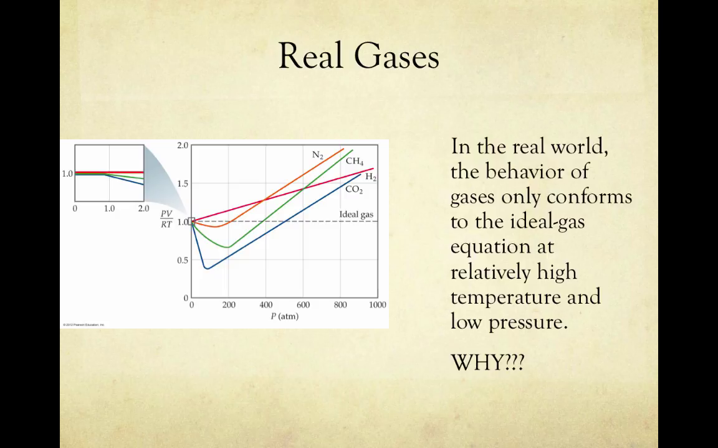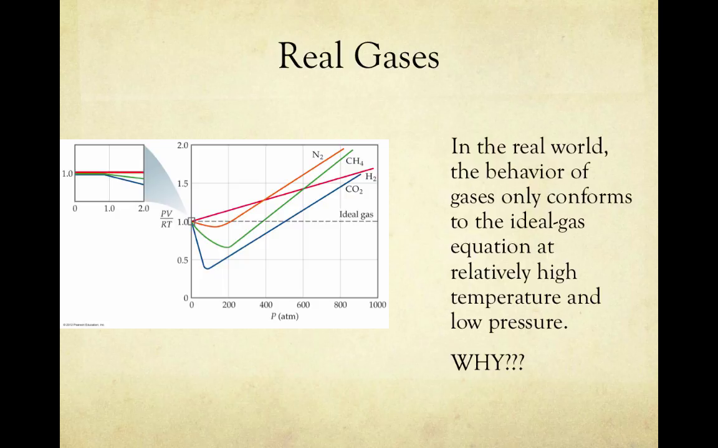Here we've graphed the relationship between PV over RT versus P. For an ideal gas, represented by the dotted line, this relationship should equal 1. Notice that these gases deviate quite significantly from ideal behavior. However, look at the pressure scale here. It goes all the way up to 1,000 atm.